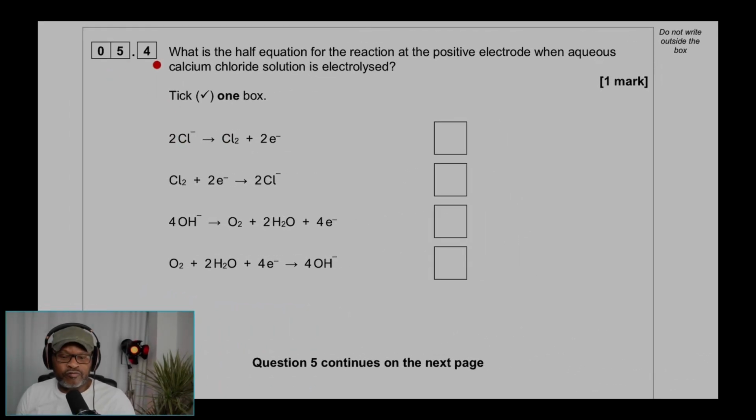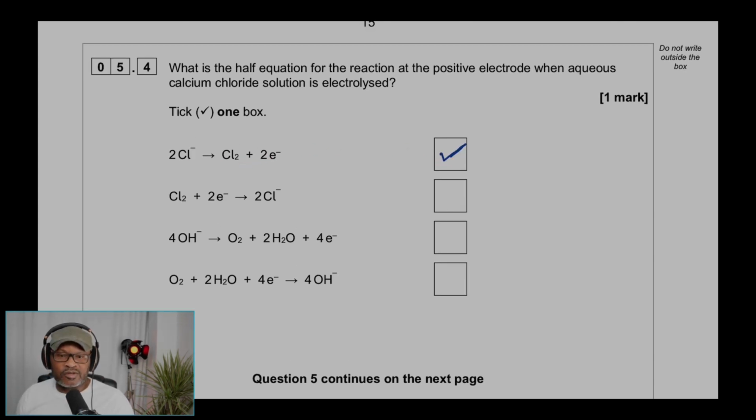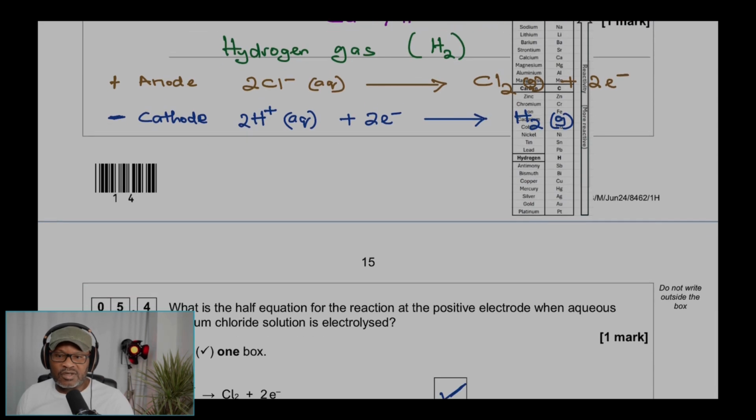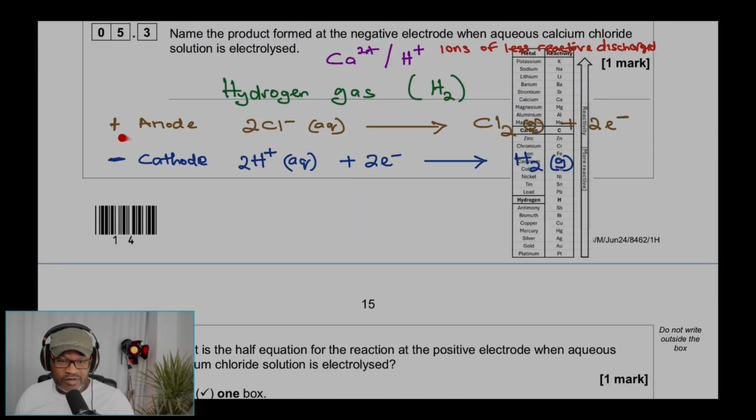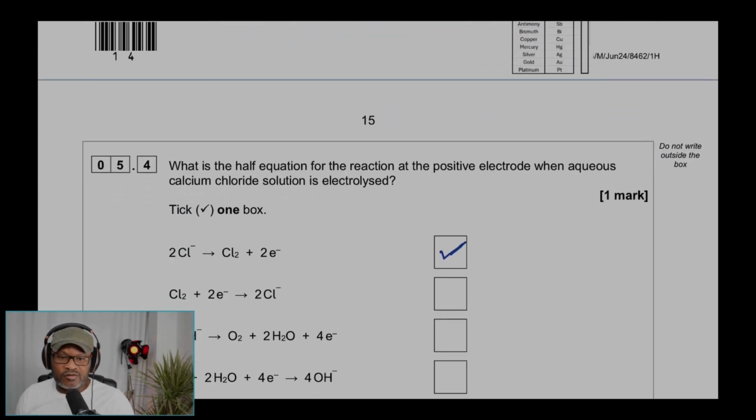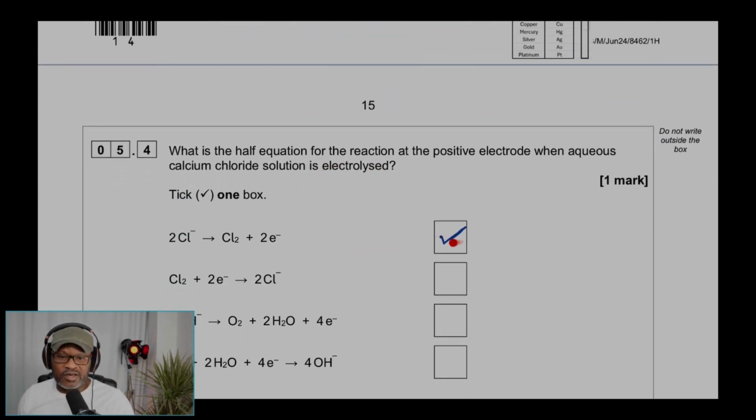Question 5.4. What is the half equation for the reaction at the positive electrode when aqueous calcium chloride solution is electrolyzed? Well, you saw that earlier. It's this one here, because we showed it here. As you can see, that's what would happen at the anode. The positive electrode is the anode, and so this is what would happen at the anode.